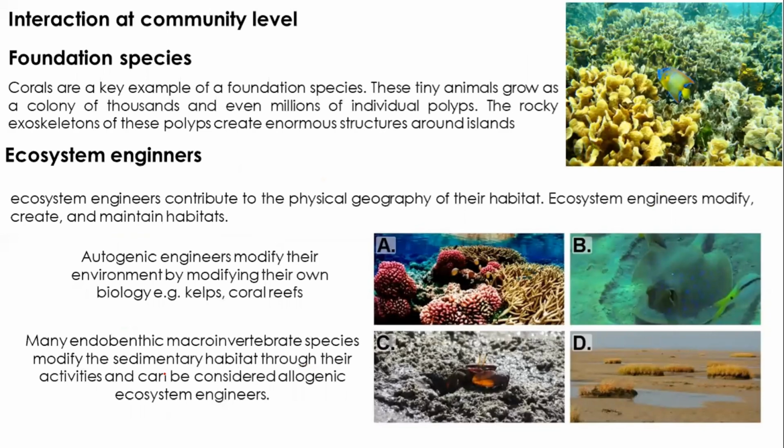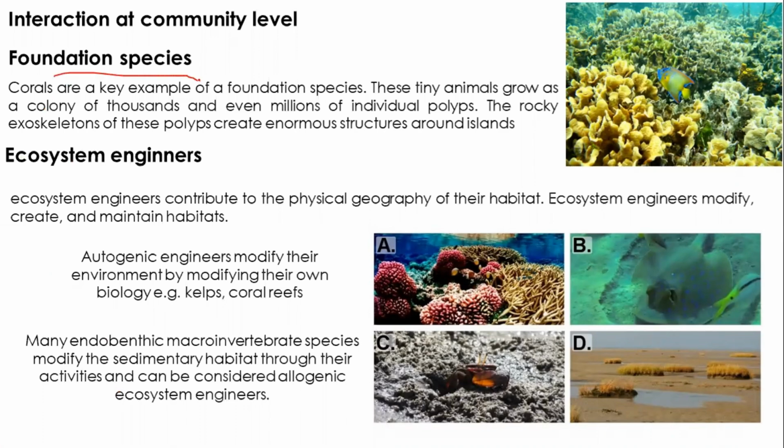Now, in order to distinguish the ecosystem and the community level: at the community level, we are talking mostly about biotic interactions, and at the ecosystem level, we are also talking about abiotic interactions, happening along with all the organisms. So now at the community level, there are two important concepts in the marine ecosystem. One is the foundation species.